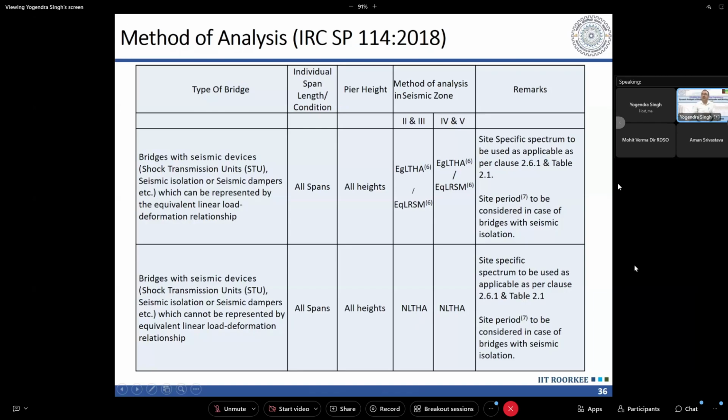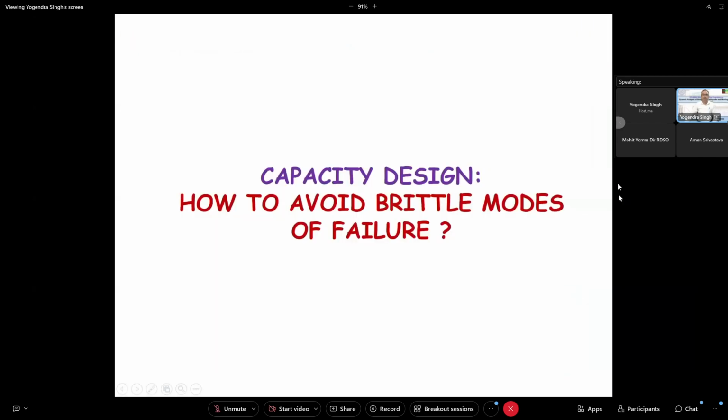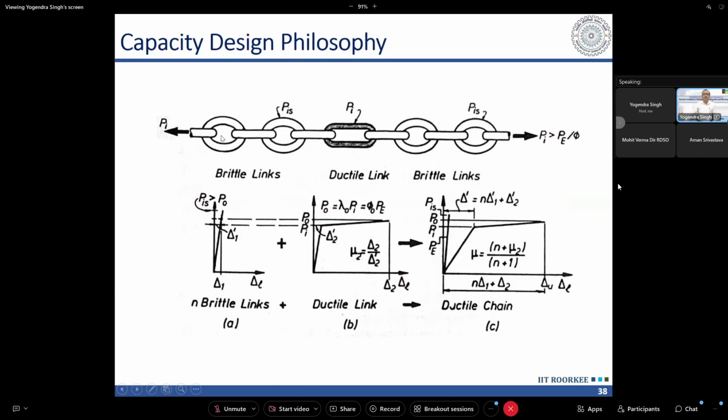Nonlinear modeling requires additional properties, additional information to be defined so that the nonlinear model can be created and nonlinear analysis can be performed. Now, one very important aspect in our analysis and design of structures in general and bridges particularly is capacity. And there is a lot of confusion in the industry related to capacity design. So quickly, I will cover this capacity design also.